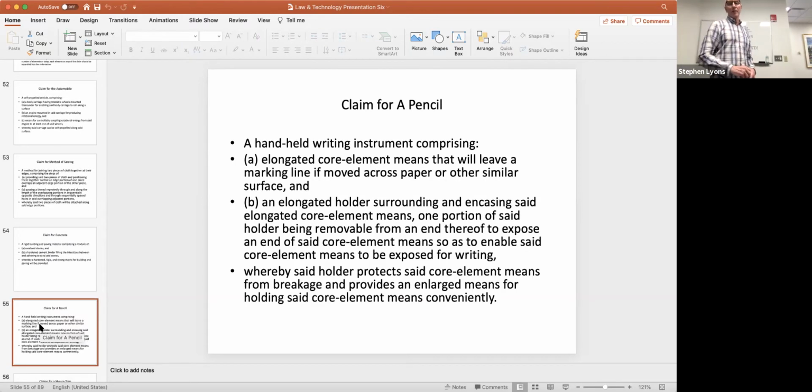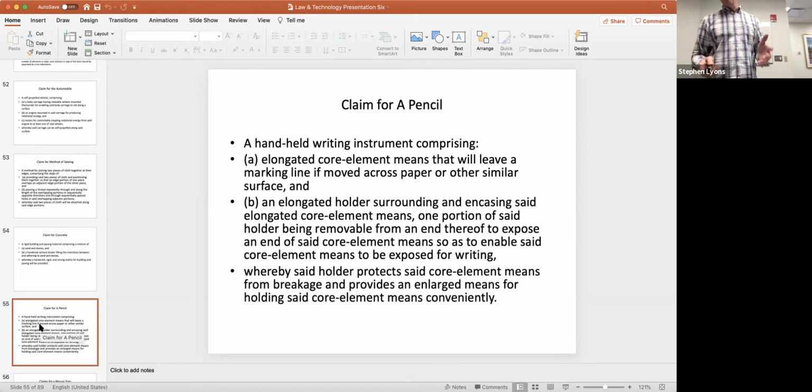Here's a claim for a pencil: a handheld writing instrument comprising A, an elongated core element, meaning that it'll leave a marking line if moved across paper or other similar surface. B, an elongated holder surrounding and encasing said elongated core element, means one portion of said holder being removable from an end thereof to expose an end of said core element, and on and on.